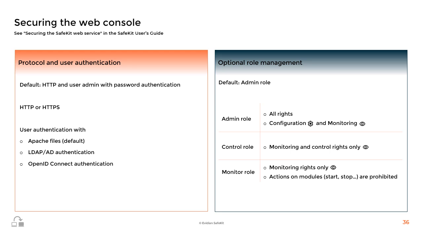Role management is another essential element of the web console security. By default, the admin role is assigned, granting all rights, including configuration and monitoring. Additionally, we offer optional role management to further enhance security. The control role allows monitoring and control rights without the right to configure. The monitor role is limited to monitoring rights, with actions on modules such as start and stop being prohibited. For detailed information, please refer to Securing the Web Service in the SafeKit User's Guide.